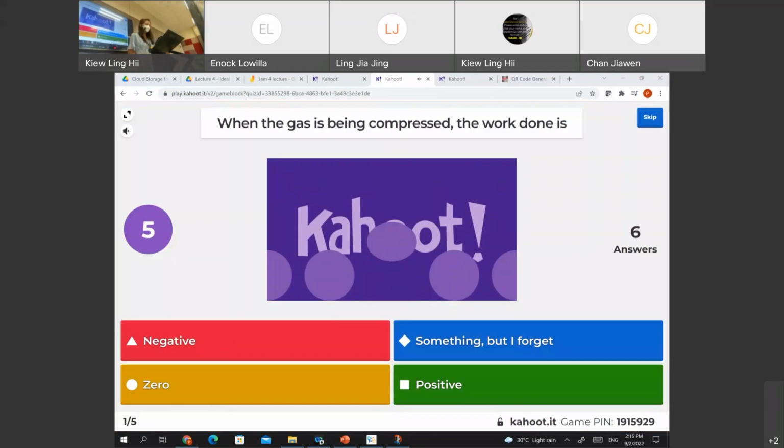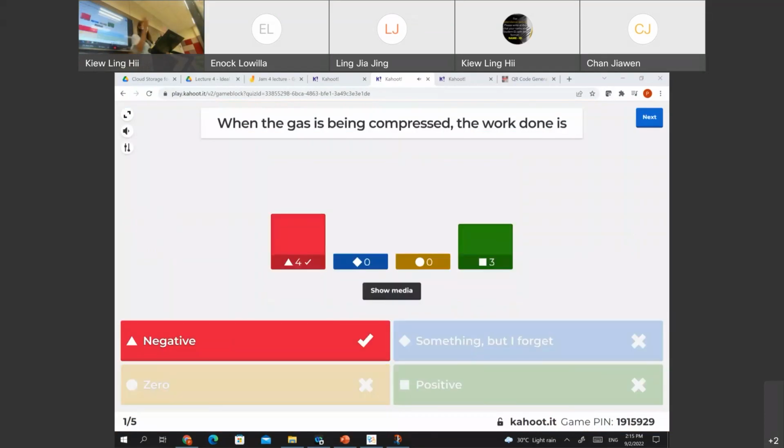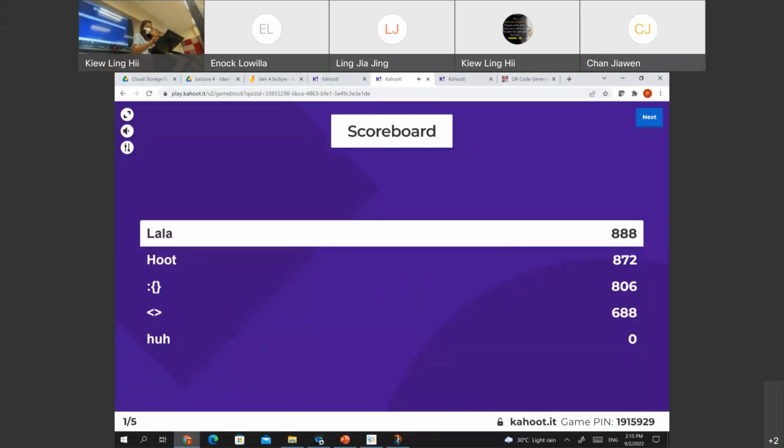So this is a sign convention. When gas is compressed, compressed means work done on the gas, the gas is not doing anything. So the sign for compression is negative, and positive when it is expansion. Okay, next.